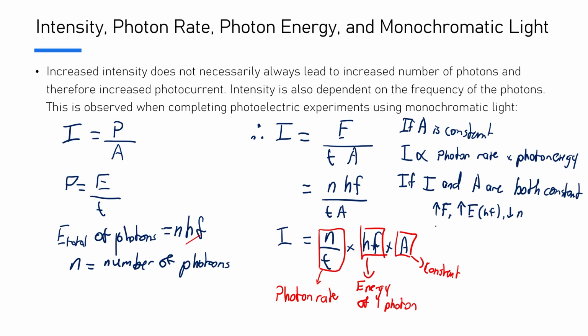And similarly, if I were to get the photoelectric effect to start happening, but I was doing it with a lower frequency light, then that's going to decrease the amount of energy, HF, which, if the intensity is still the same, would mean that there is an increase in the number of photons to maintain that intensity. Because again, intensity is not just number of photons, it is dependent on the number of photons and the energy of the photons as well.